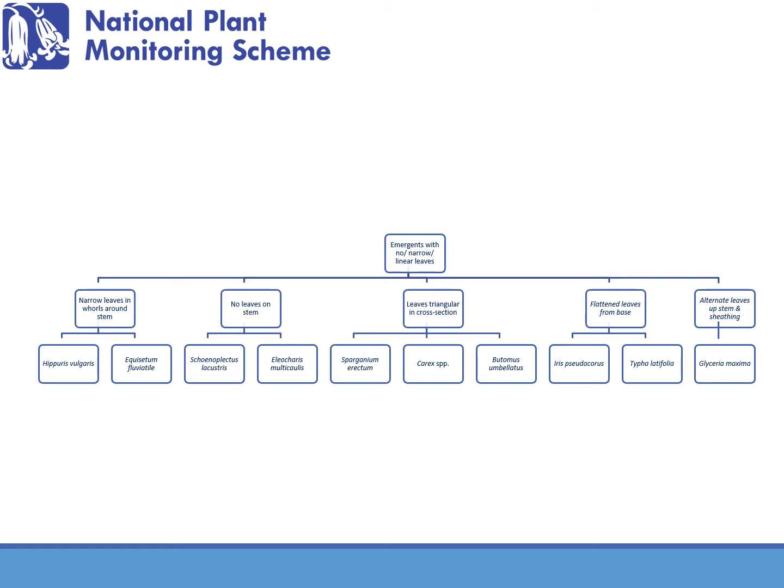We've got plants which have got a triangular cross-section, triangular leaves, where we're going to be talking about 3 species: Sparganium, burreed, sedges, Carex, and flowering rush, Butomus. We're going to talk about those emergents which have got flattened leaves all coming from the base, and we're going to talk about iris and bulrush, Typha, and then we're going to talk about those emergents which have got alternate leaves up the stem, which also sort of sheath the stem, and we're going to talk about Glyceria maxima. So quite a big grouping of these emergent plants which either don't have any or very narrow linear leaves.